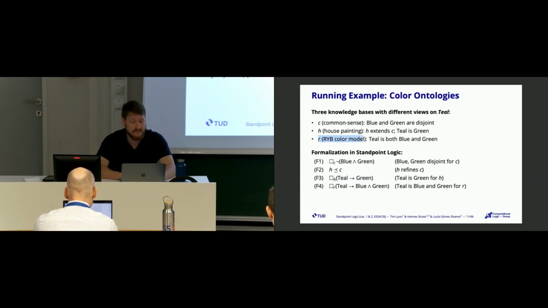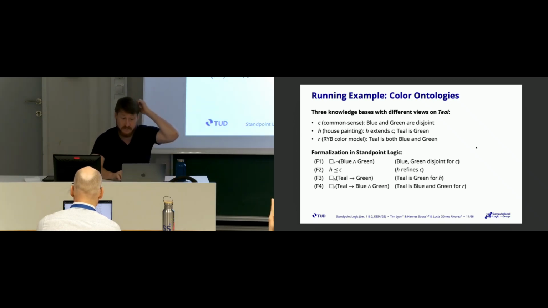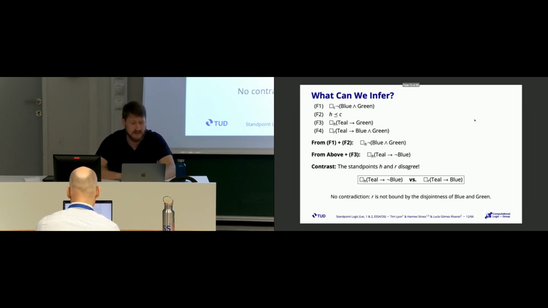And the last standpoint, which I'm denoting by R, represents the standpoint from the RYB color model perspective. And there, teal sits between both blue and green. So from this standpoint, if something is teal, it's the case that it's both blue and green simultaneously. So we're going to use this color example as a fairly simple example throughout this lecture to talk about propositional standpoint logic. Okay, so that shows how some natural language sentences or a scenario can be modeled in propositional standpoint logic. What can we infer from these statements?